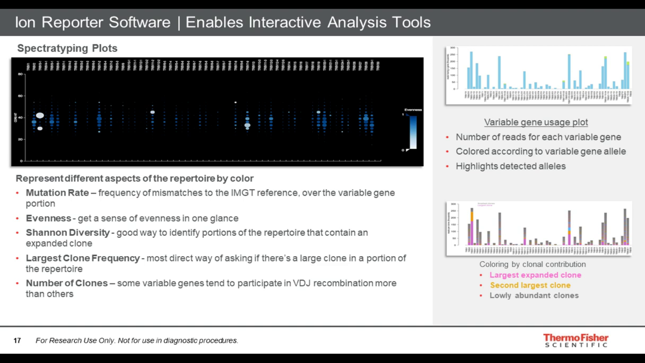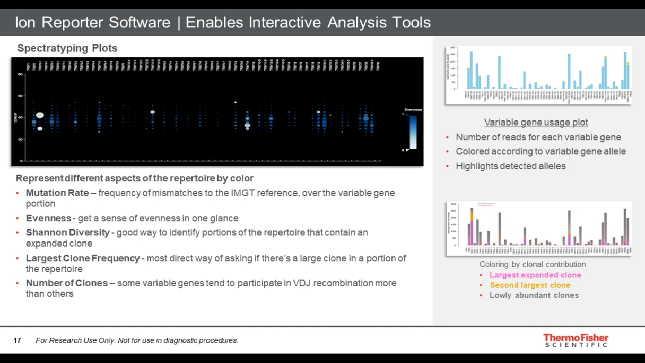So this slide shows a few of the different data views that we provide. The one on the top left, the spectrotyping plot, is an interactive plot that's available in Ion Reporter that captures broad information about the repertoire. The x-axis here shows the different V genes stratified by their location on the genome, and the y-axis shows the CDR3 length.